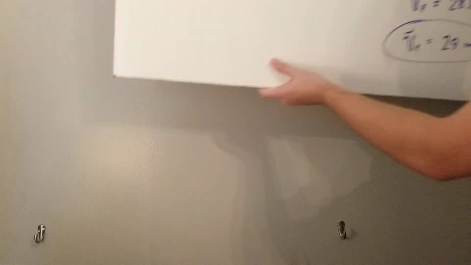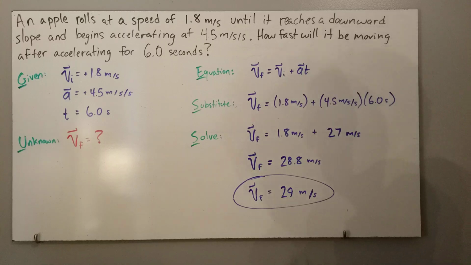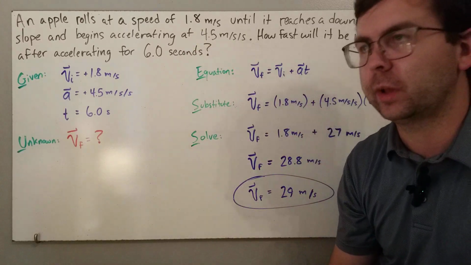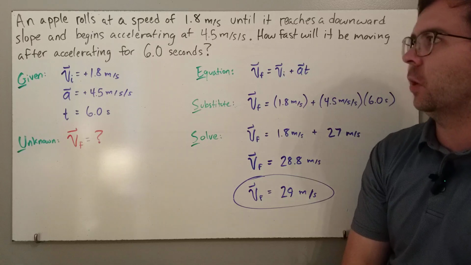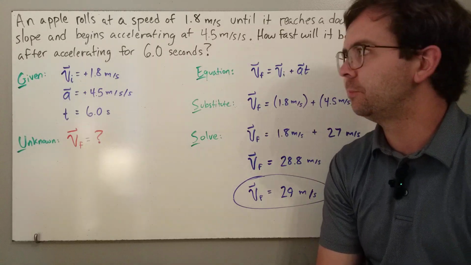Let's look at a couple more examples here. Let's say you have an apple that's rolling at 1.8 meters per second until it reaches a downward slope, and then it begins accelerating at 4.5 meters per second squared. How fast will it be going after accelerating for 6 seconds, 6.0 seconds?